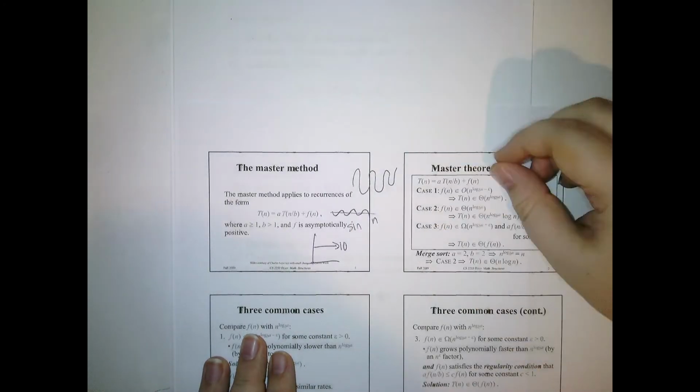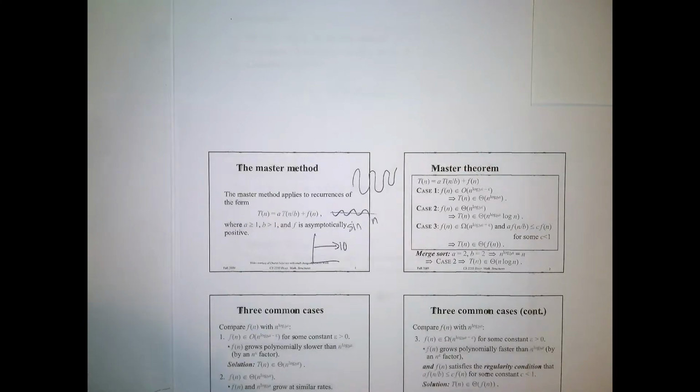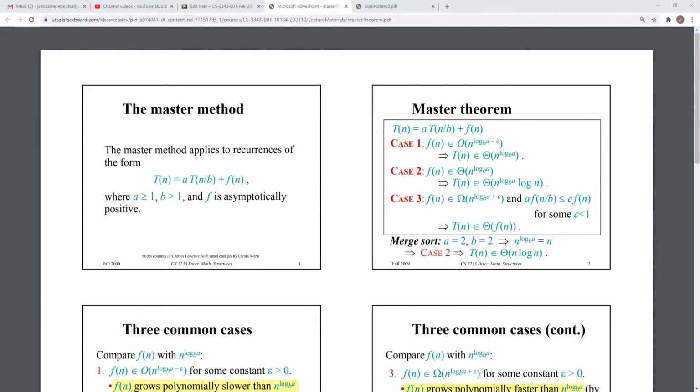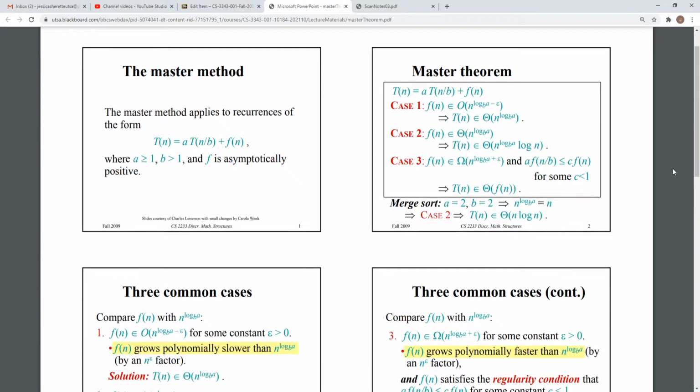Okay, so there's your conditions for applying this. And just for fun, let's look at what's coming up here. So I actually have merge sort being used as the example, conveniently enough. So here's the master theorem.